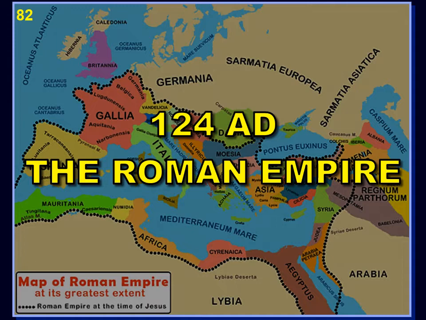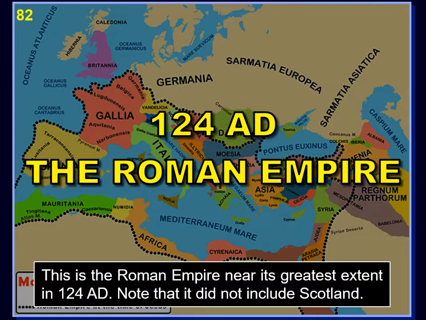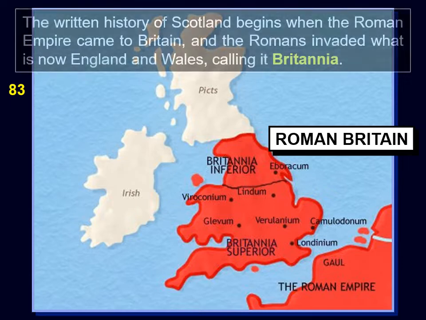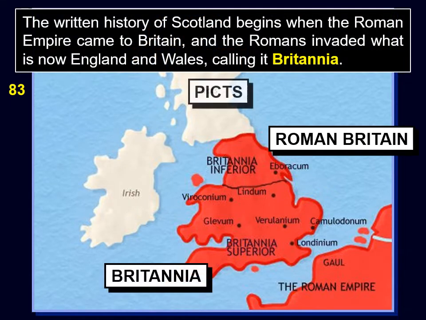This is the Roman Empire near its greatest extent in 124 AD. Note that it did not include Scotland. The written history of Scotland begins when the Roman Empire came to Britain, and the Romans invaded what is now England and Wales, calling it Britannia.